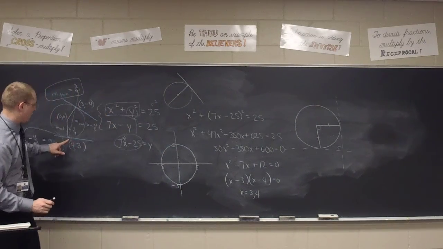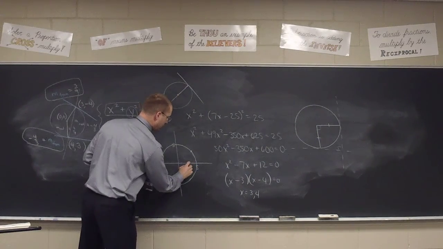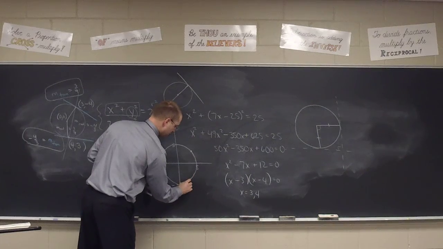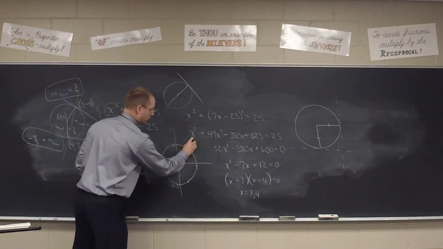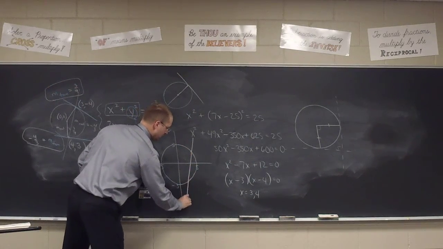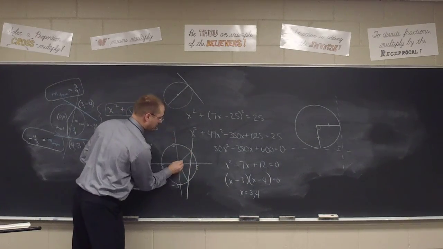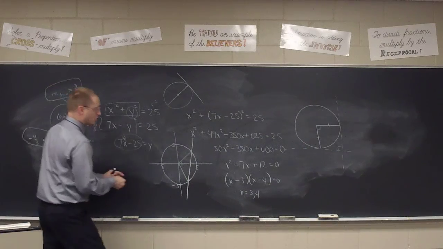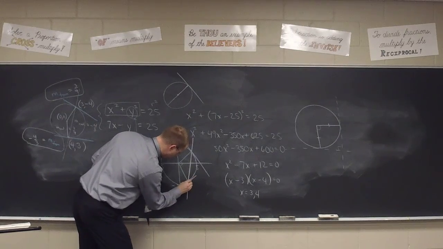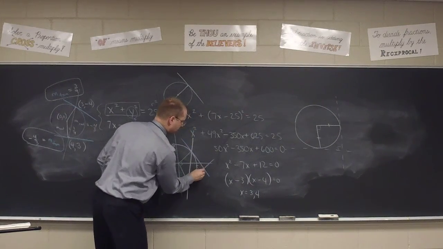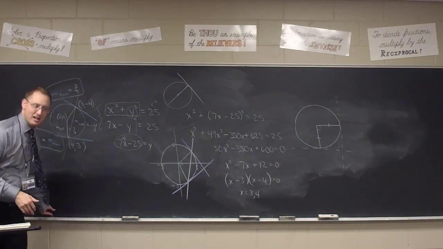Now I've got points of intersection at (4, 3) and (3, -4). So apparently the line 7x minus y equals 25 is going to look something like this. If I drew radii to these points, notice the radii are perpendicular. So then if I drew tangents at these points, there's a tangent and there's a tangent. And there's a little square that would be formed if it were drawn perfectly. All right, questions on that?